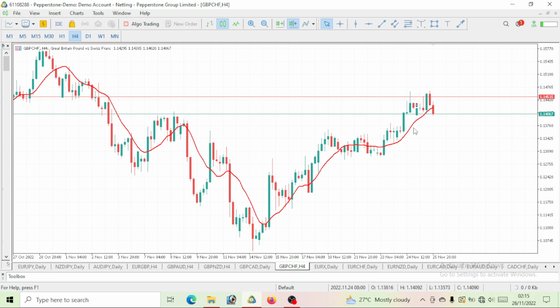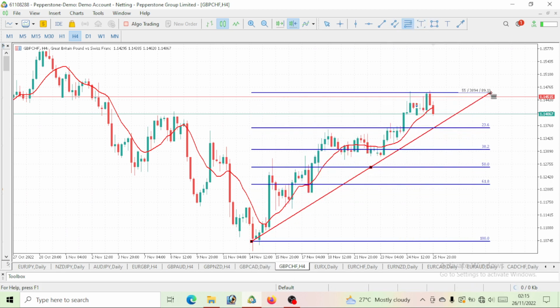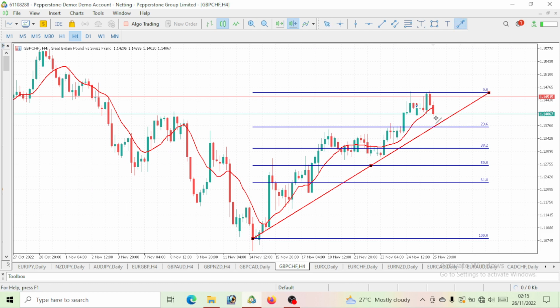Now since there's a pullback, let's see where the pullback most likely ends. So in case the pullback continues to drop, let's see it end at a level of 23.6. It makes sense because price has reacted to this level previously. So if price comes to this level of 23.6, then we will continue our bullish move. Then we can enter to go long on GBP Swiss franc for the week.